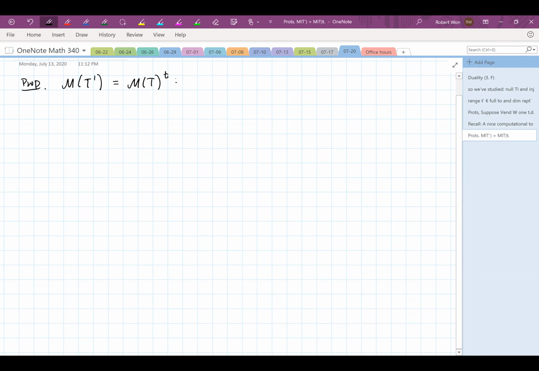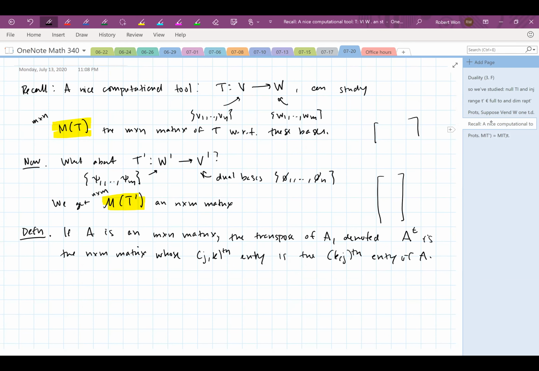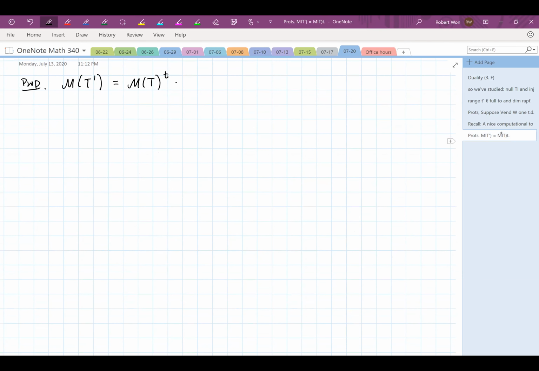Here, of course, I'm assuming all the setup from the previous part. So I'm assuming that I took the dual bases for W dual and V dual, and the matrix M of T is written with respect to the one basis, and the matrix of the dual is written with respect to the dual basis. Basically this proof is just an exercise in notation, just definitions and notation.